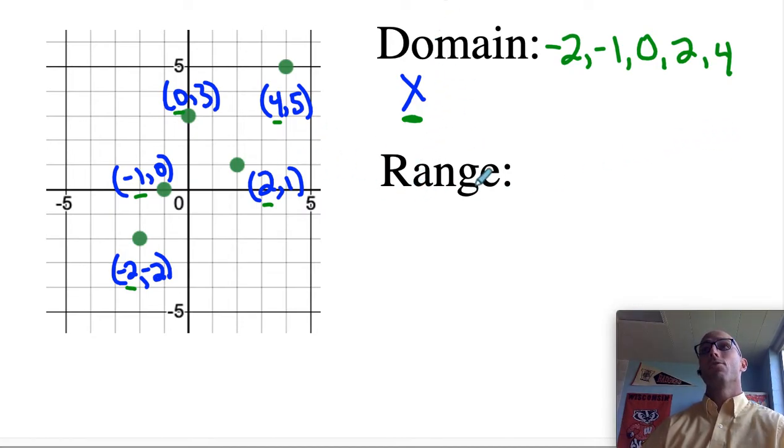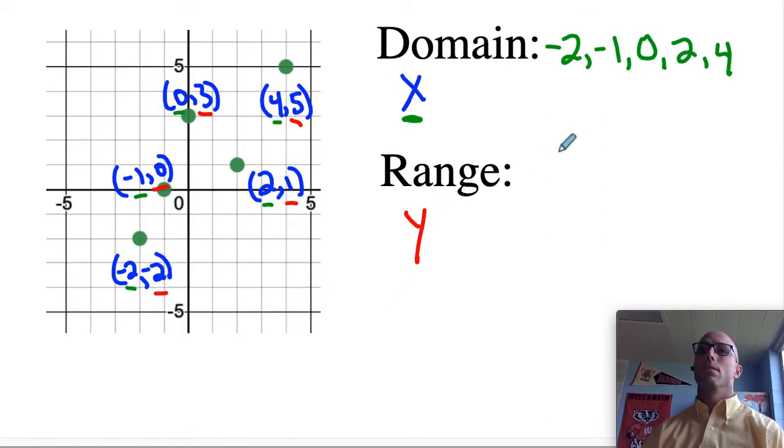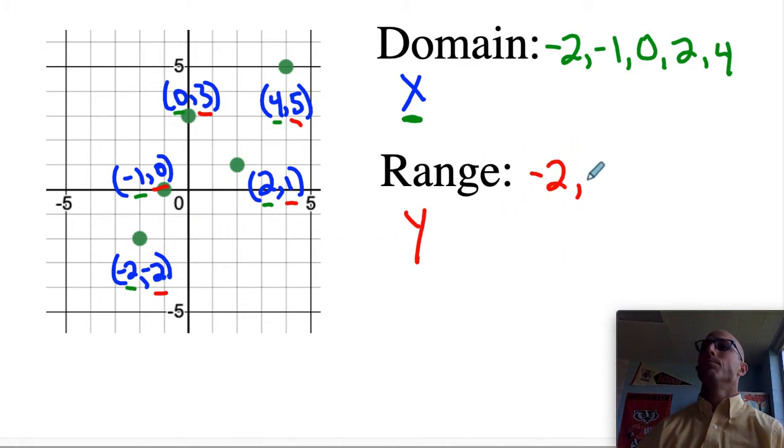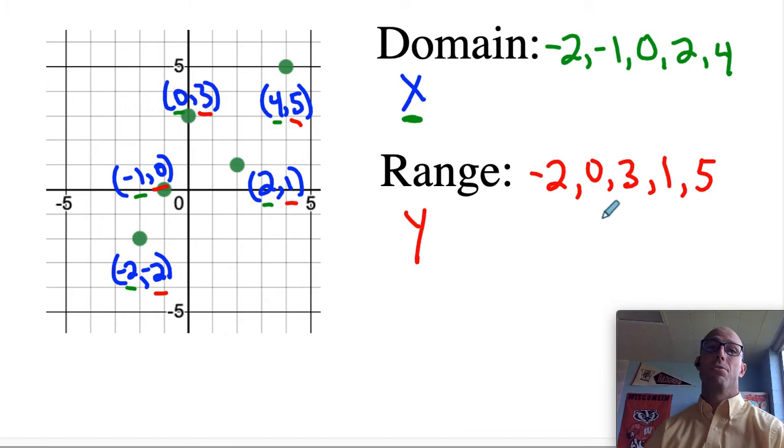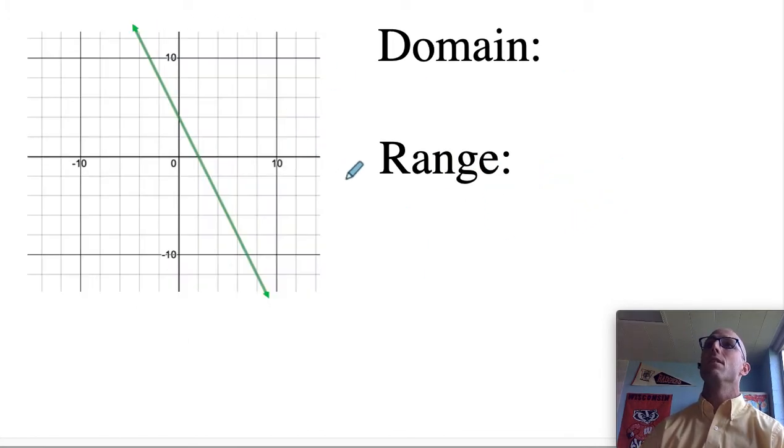I want the range. The range is the y values, so I'm going to highlight those here. I need all of these values to list my range: -2, 0, 3, 1, 5. It's nice to put them in order, but not entirely necessary, so I'm not going to here. Again, nice if it is, doesn't have to be. That's the domain and range for this graph.